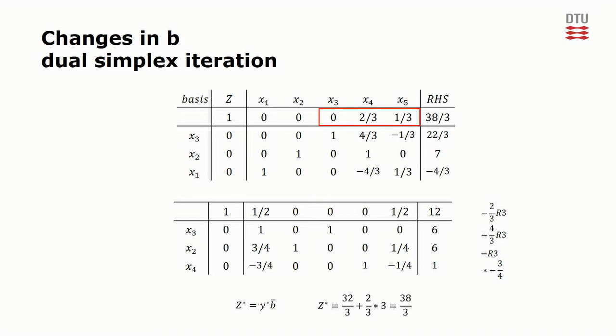However, this only holds when the basis does not change when the parameters are modified. In the example we just looked at, C star ended up being 12. Even though the shadow price indicates that C star should have been 32/3 plus the shadow price of 2/3 times a change of 3 units, i.e. 38/3. We can determine the interval of change in the right-hand side coefficients for which the basis is unchanged and the shadow price holds. We refer to this interval as the allowable range.